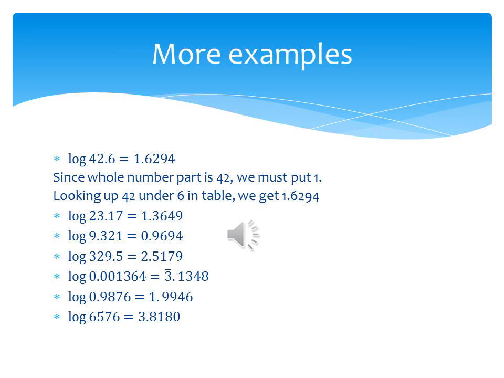Log of 0.001364 becomes bar 3 because there are three zeros, point 13 under 6 and 4 from the table. Log of 0.9876, bar 1 point, 98 under 7 and 6 from the table. Log of 6576, 3 point, 65 under 7 and 6 from the table.